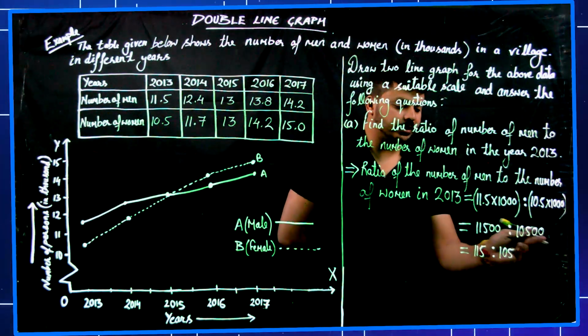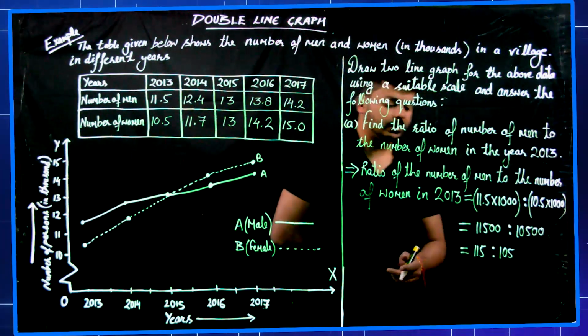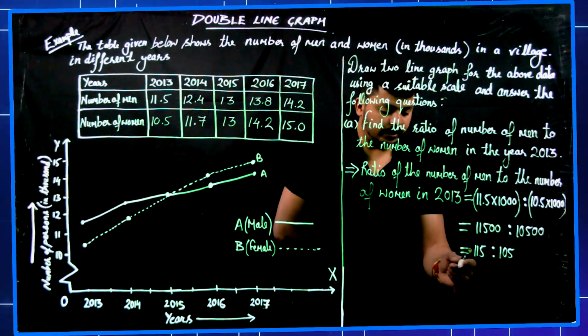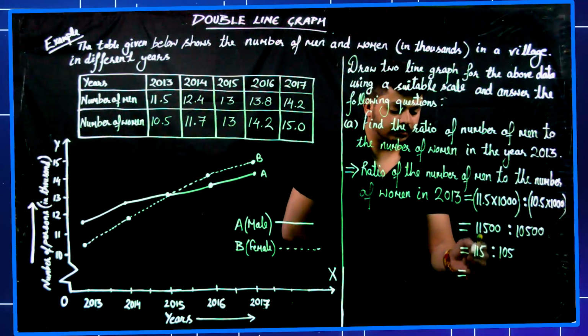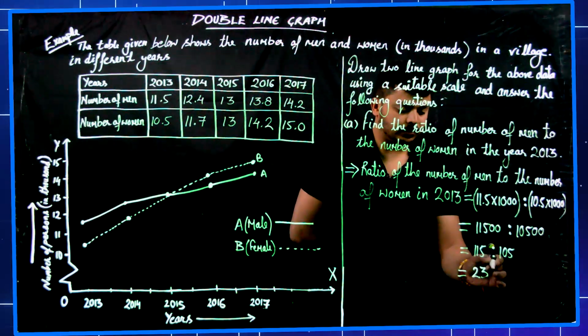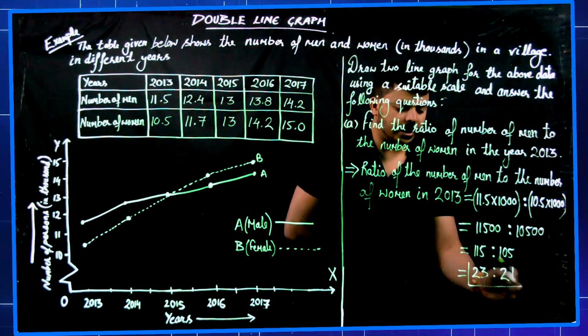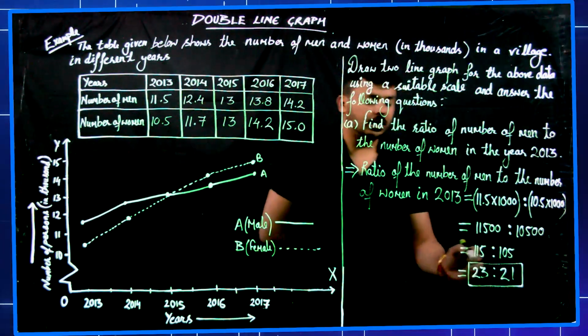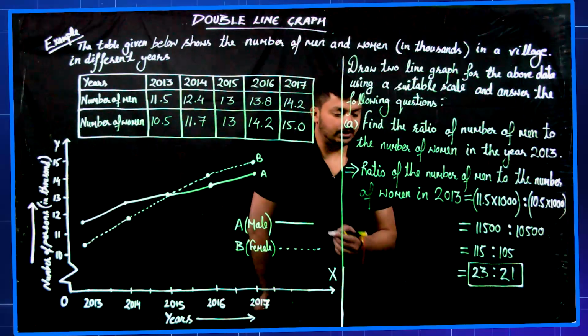Further, when we simplify, we get 115 is to 105. That is, we have cancelled the two zeros on both sides. Now again, we can divide both sides by 5. As both are multiples of 5, we get 23 is to 21. So this is the required ratio of the number of men to the number of women in 2013.